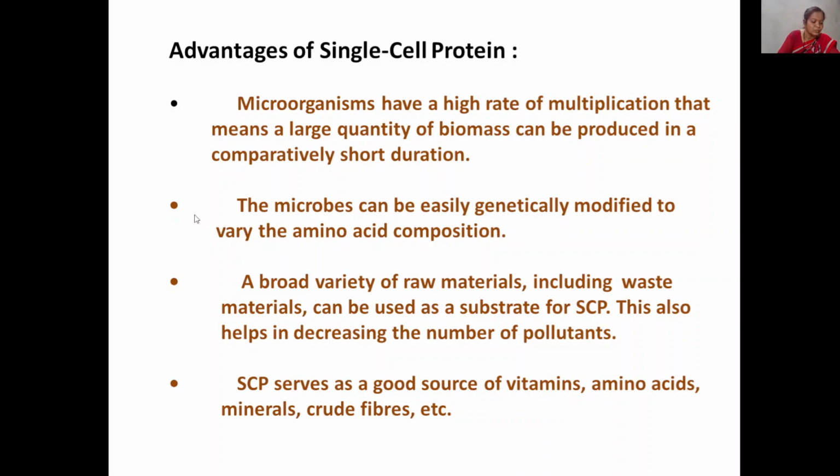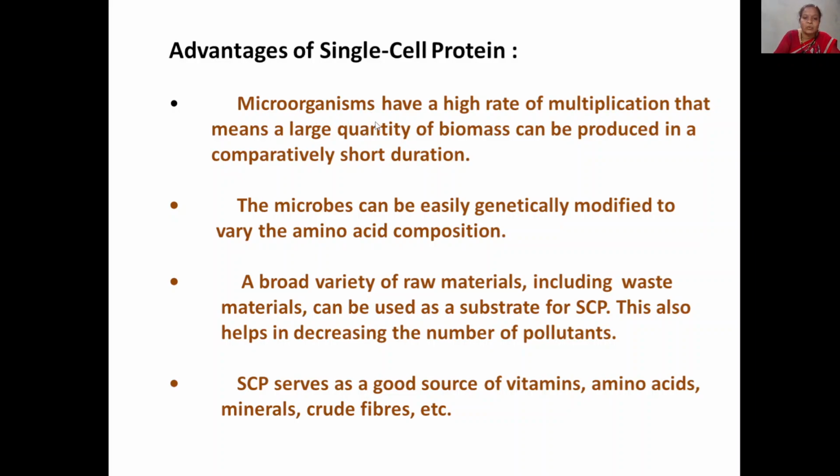I will tell you. Fungi: Aspergillus niger, Trichoderma viride. In yeast: Saccharomyces cerevisiae, Candida utilis. In algae: Spirulina species, Chlorella pyrenoidosa. Bacteria: Methylophilus methylotrophus, Bacillus megaterium. In the next slide, we see advantages of single cell protein.